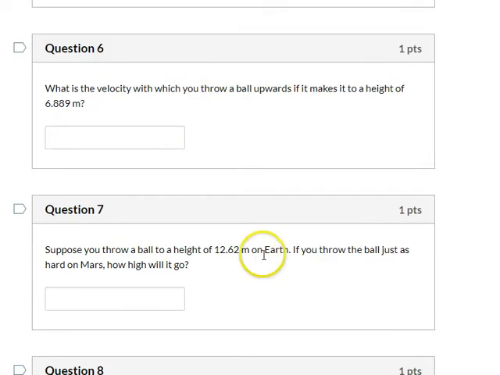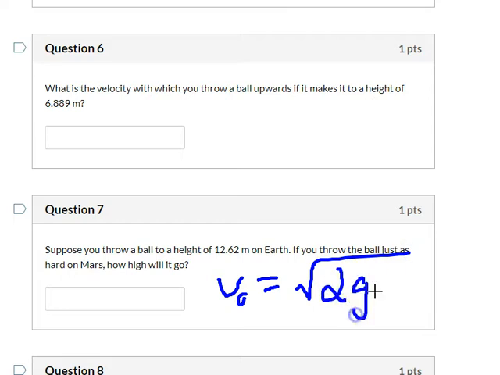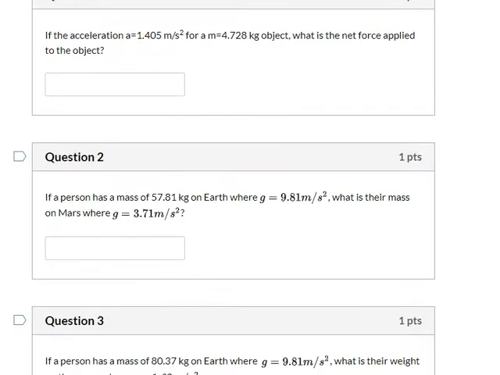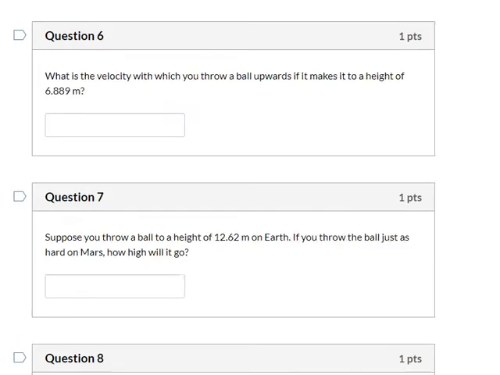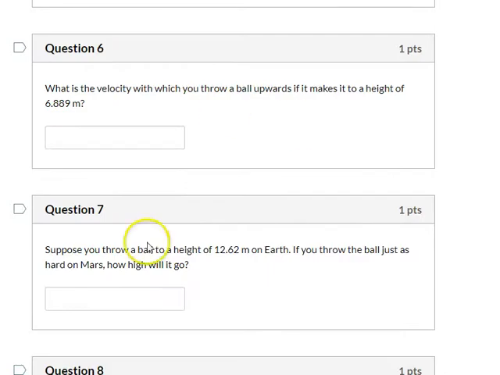Then we just have to move to Mars. We're going to do the same thing, except now we know v naught, because we calculated that on Earth. And what do we need? We need h, and we also have to find g on Mars. Where's g on Mars? 3.71 meters per second squared. So we find the velocity on Earth.